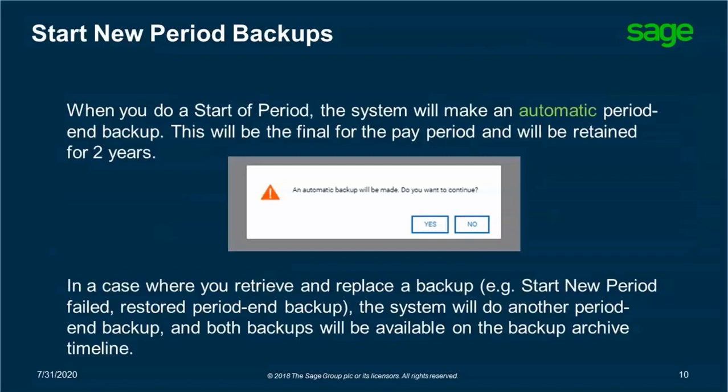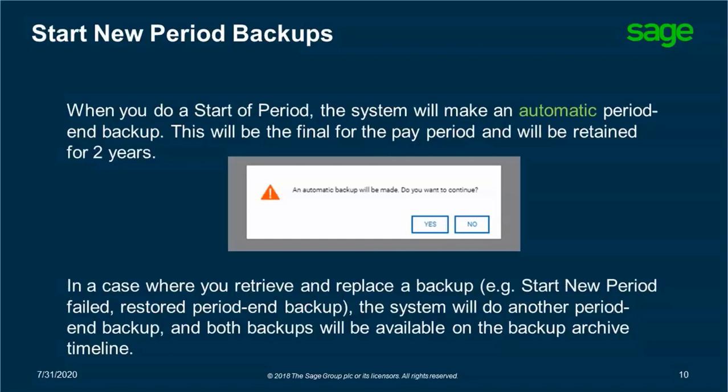Now, when you start a new period to a new month or a new week, the system will automatically create a backup. You will not be able to continue your start of period if the system does not make the backup. The system is going to prompt you and ask if you want it to continue. If you say yes, it will make the backup. And if you say no, your company will stay in the same pay period.